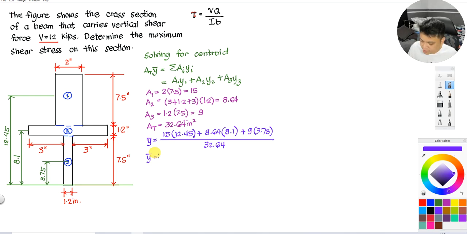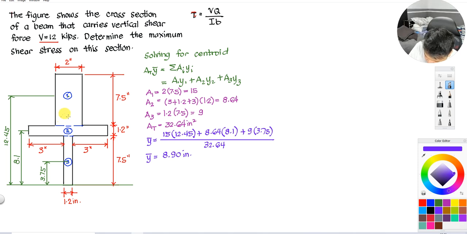So I have here 8.899, or 8.9 inches. So there, 8.90 inches. Okay, wait, from 7.5 plus 1.2, how much is that? 7.5 plus 1.2 is only 8.7. So from this line, it's only 8.7. But my y is 8.9.